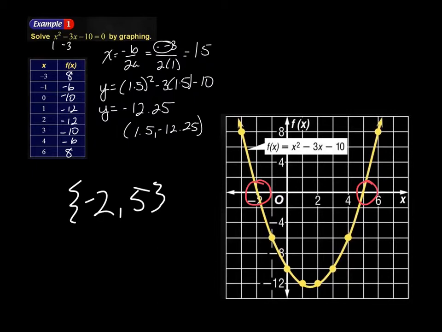So where this equals 0 is when x is negative 2 or x is positive 5. And it's braces, not parentheses, because it's not an ordered pair. The ordered pairs are (−2, 0) and (5, 0).